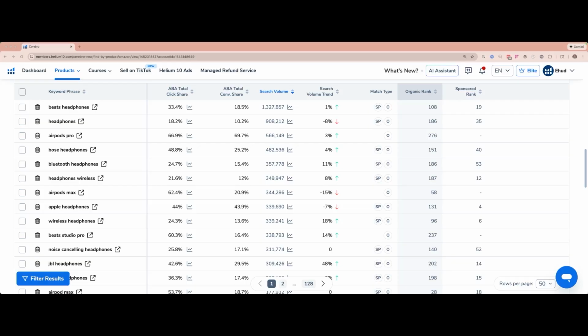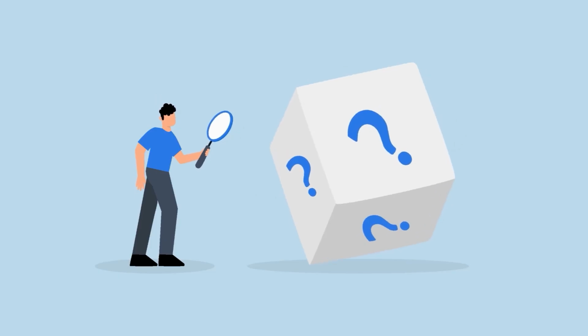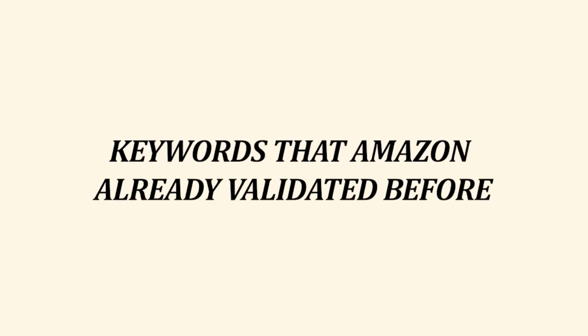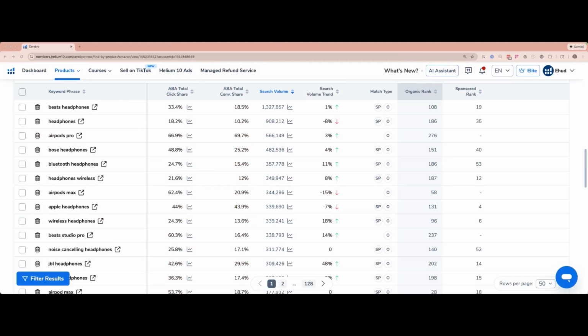So what I'm looking for is keywords that still make sense for the product, that aren't completely out of left field, and Amazon already understood that at one point. Those keywords are much easier to reintroduce than trying to force brand new ones. So instead of guessing what to advertise, I'd rather start with keywords that Amazon already validated before and gently put them back into the searches. Not aggressively, not with crazy bids, just enough to get Amazon to start testing them again.